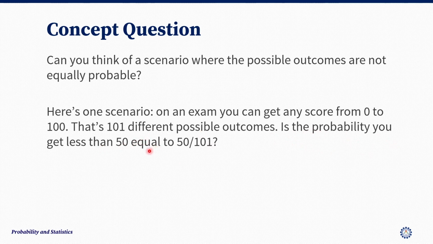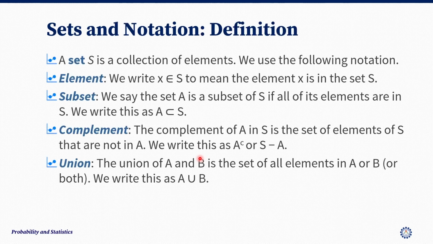So the question now is: is the probability of getting less than 50 equal to 50 over 101? That is not equally probable, because the probability of this one is 49.50 something. So that's an example of possible outcomes that are not equally probable.